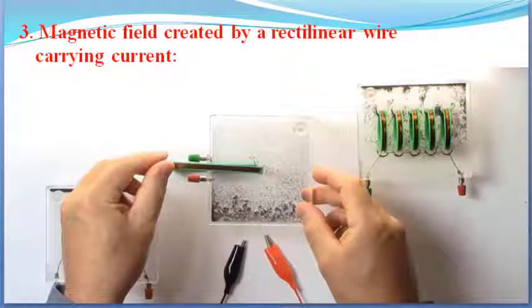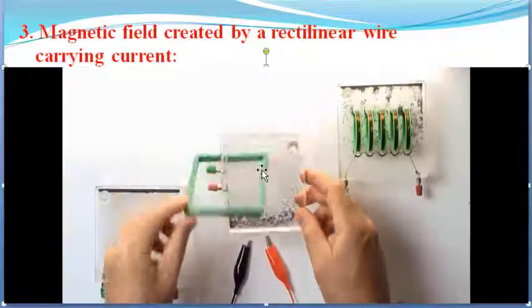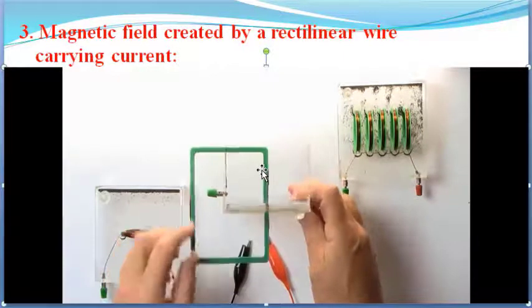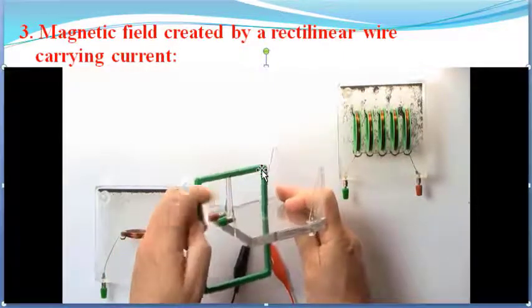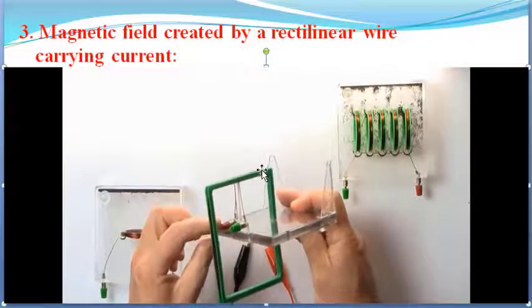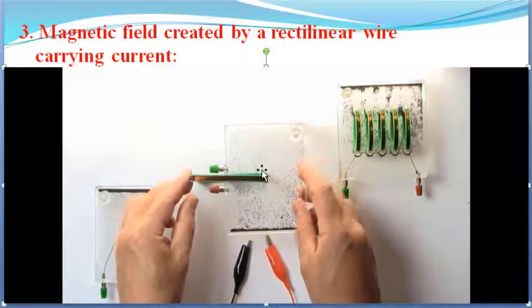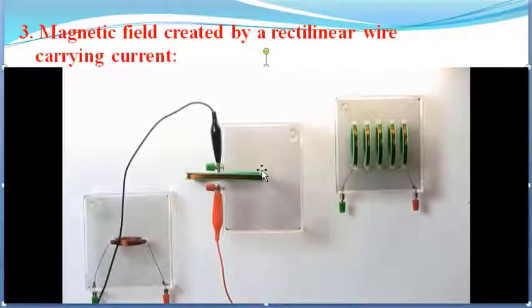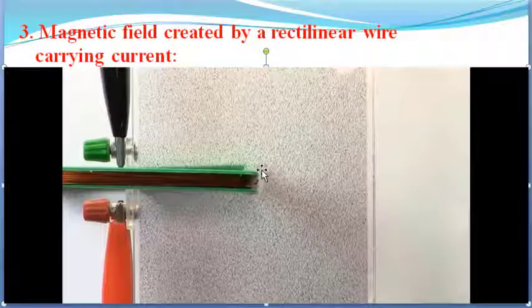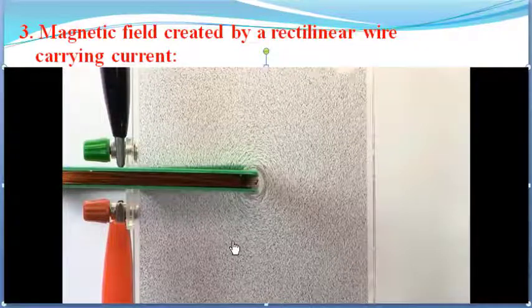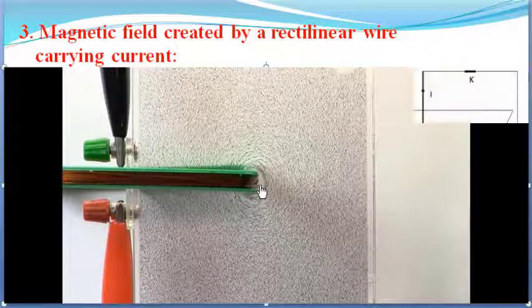Now, magnetic field created by a rectilinear wire carrying current. We use the following materials: a plain cardboard, a DC voltage generator, a long copper wire, iron fillings, and a rheostat. Procedure: first, sprinkle some iron fillings on the cardboard. Second, a straight copper wire stretched vertically passes through the plane of the cardboard. Finally, connect the wire to the poles of the cell by means of a rheostat and a switch. As you see, the iron fillings are redistributed and form concentric circles.